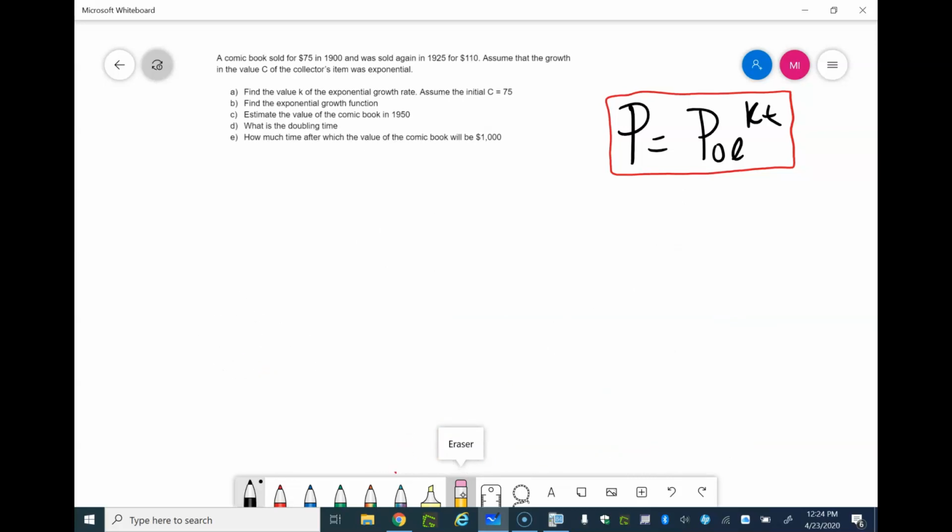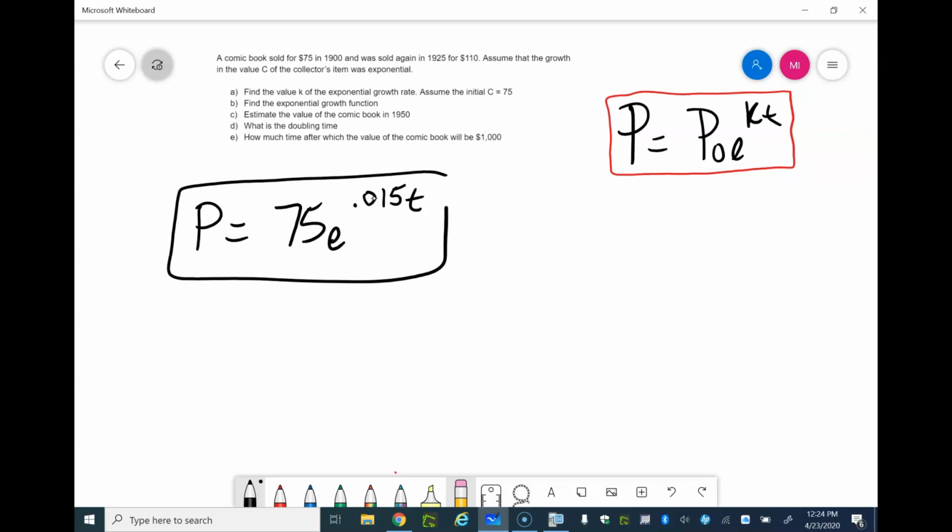So for part B, we'll write our initial. So we have P is equal to, again, 75 is our initial, E, this time we actually know what the K is going to be. So we're going to write it as 0.015 and then T. So this is going to be part B, because again, it asks for a function. Anytime it says a function, you're not looking for an answer, you're looking for an equation. So that's the answer for part B.